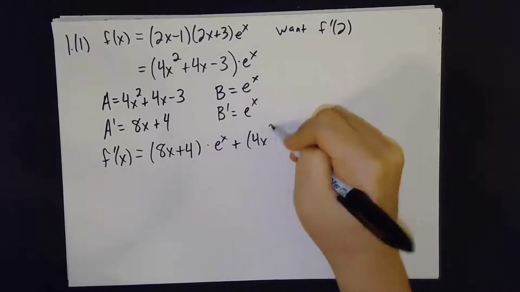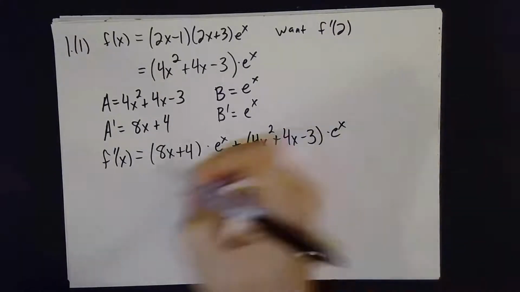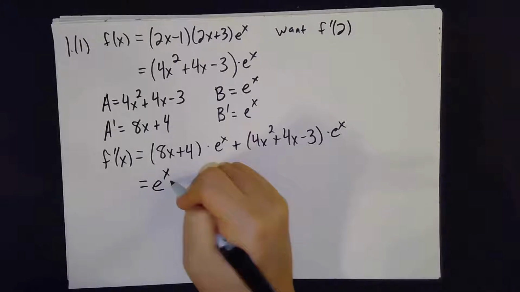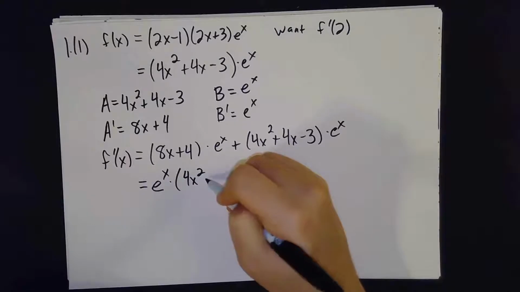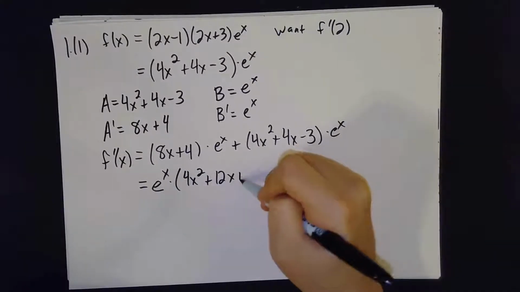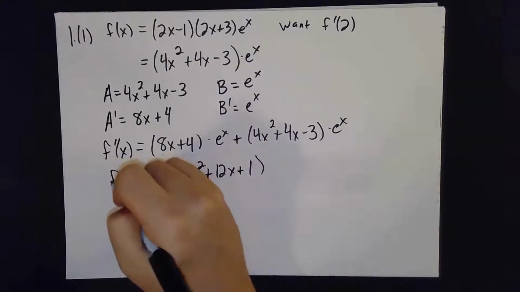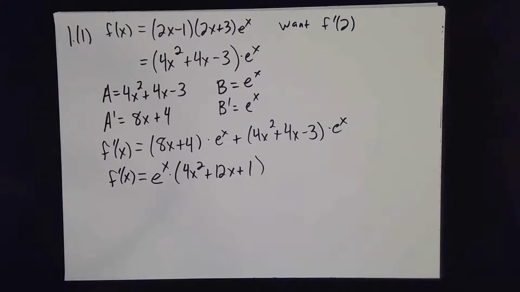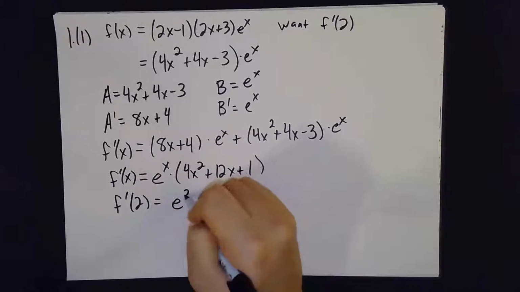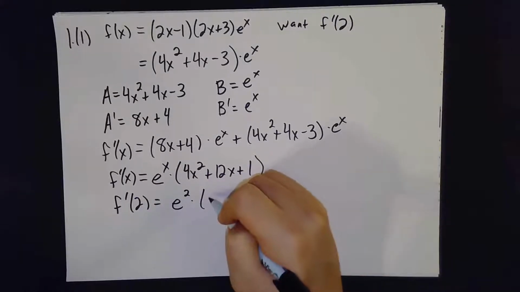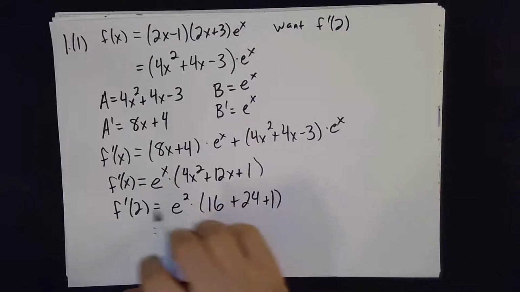Okay, so then f prime of x will work out to be 8x plus 4 times e to the x plus 4x squared plus 4x minus 3 times e to the x. Okay, so at the end of the day, that will be e to the x times 4x squared plus 12x plus 1. And so f prime of 2 will be e squared times 16 plus 24 plus 1, which is 41 e squared.